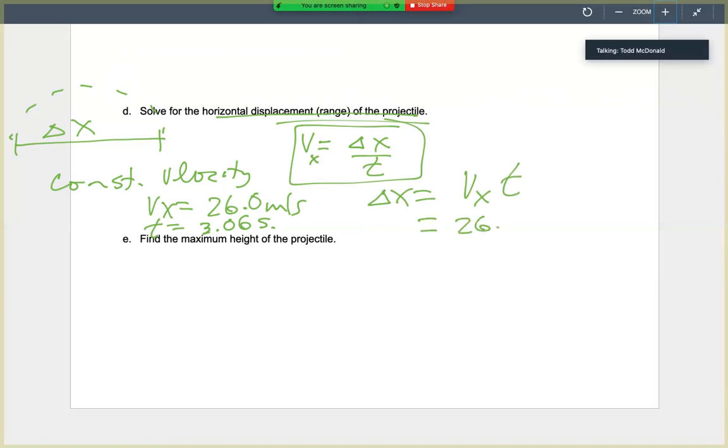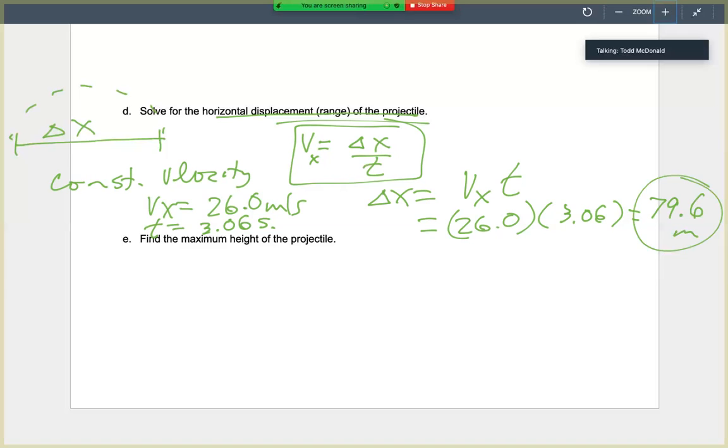Multiply 26.0 meters per second by 3.06 seconds. And what's that going to give us? That's going to give us a distance or horizontal displacement of 79.6 meters. That's how far it travels horizontally.